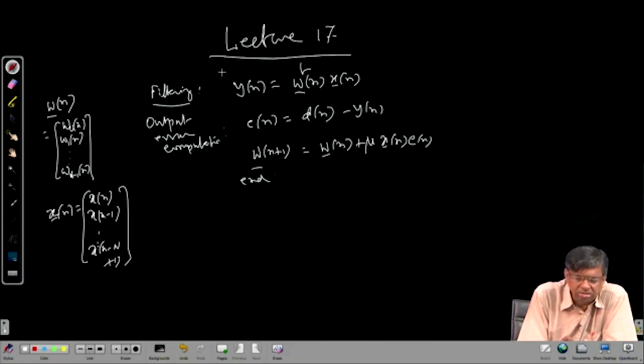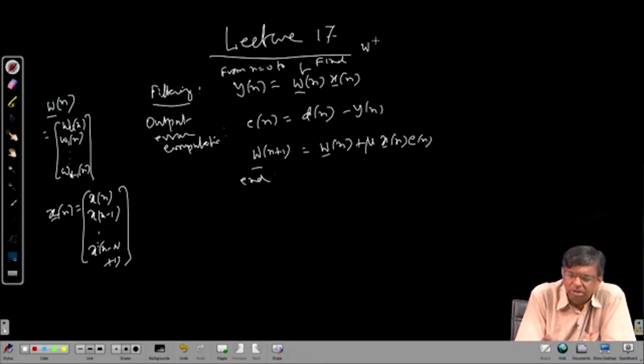You can start from n equal to 0 to some final point of your choice, and you can start with that initial condition W0 required, because n is 0 means W0 must be known, then only you can find W1. So, W0, any initial condition is fine, but normally we prefer the 0 vector.